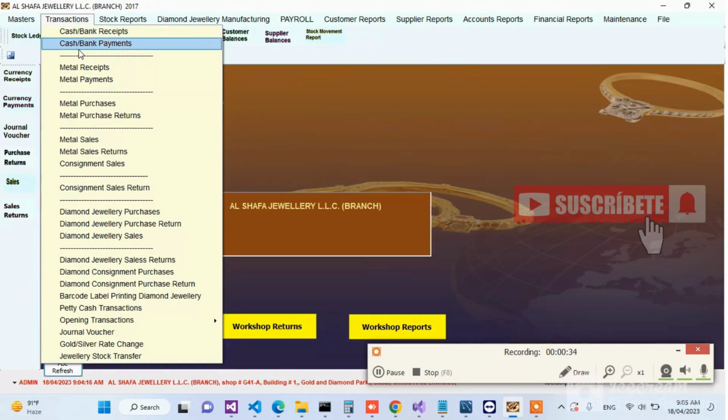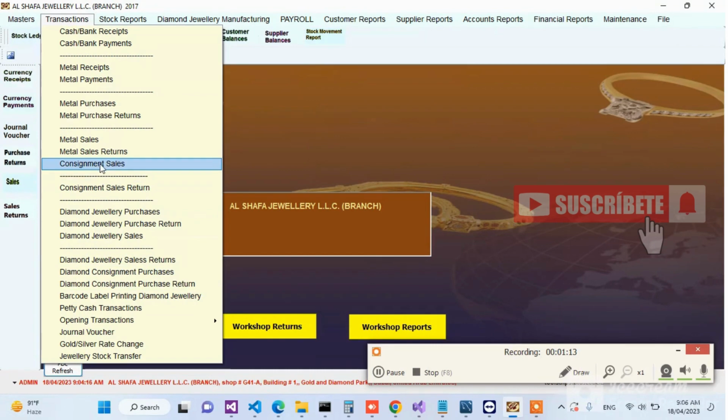transactions: cash receipts, bank payments, related to gold, metal receipts, metal payments, and related to gold, metal purchases, metal purchase returns, metal sales, metal sales returns, and related to the diamond section, diamond and stone, consignment sales and consignment sales return, and diamond jewelry purchases and diamond jewelry sales, means here stone and diamond including together, and diamond jewelry purchase returns and diamond jewelry sales returns, and then diamond consignment purchases and diamond consignment purchase returns.